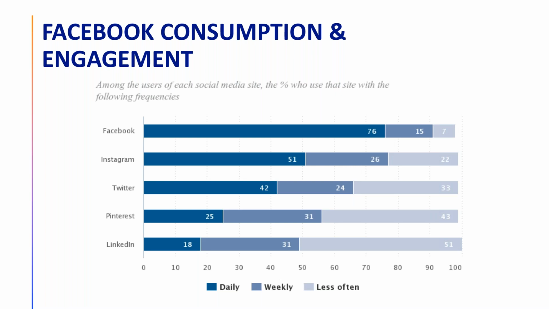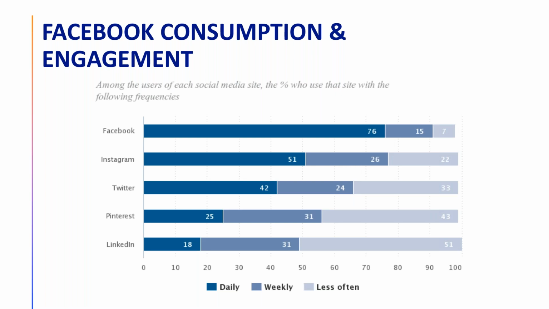As you can see through this statistic, this chart, we've got at least 76% of people who are still logging on a daily basis. 15% of them are on a weekly basis, and then obviously 7% less often. But still, Facebook is the number one there. Instagram is catching up pretty quick, especially for your millennials.